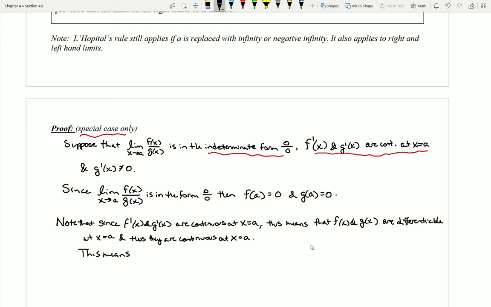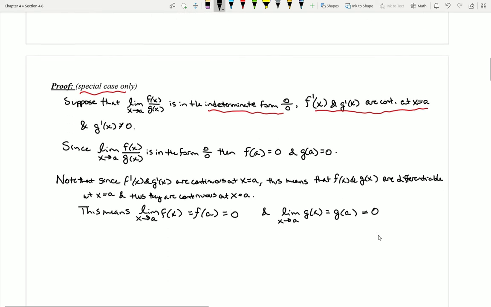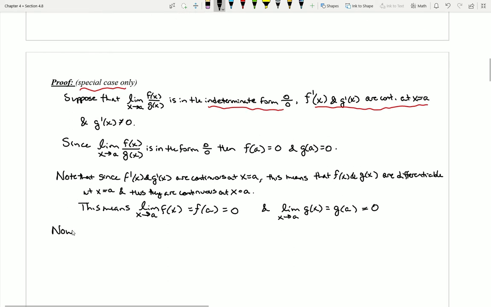Since I know that these functions are continuous there, I would definitely be able to state that my limit as x approaches a of f of x is going to be equal to f of a. And I can also state that the limit of g of x as x approaches a should be equal to g of a. Right? Like that's what it means for these functions to be continuous at a. But since I'm already told up here that f of a is equal to 0, since we already deduced that, and g of a is equal to 0, I can claim that all of these things then are equal to 0. Well, when I put all of this together, let's take a look at what we can say.